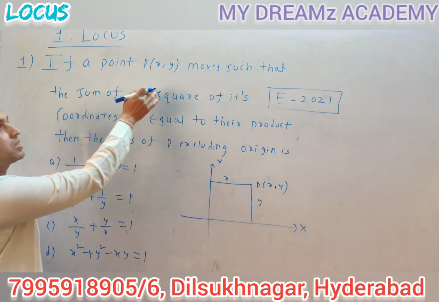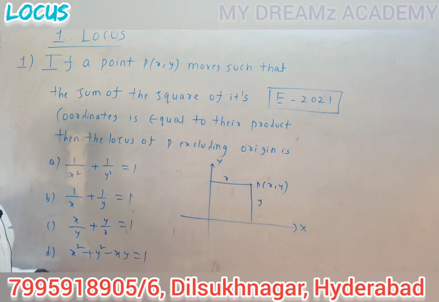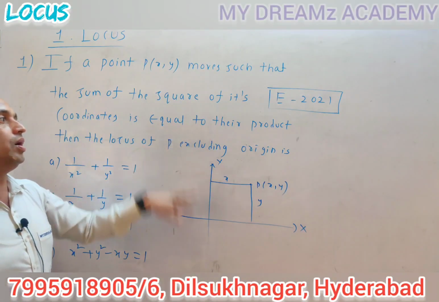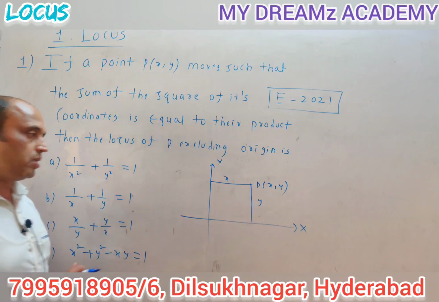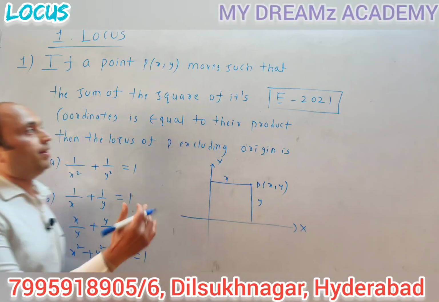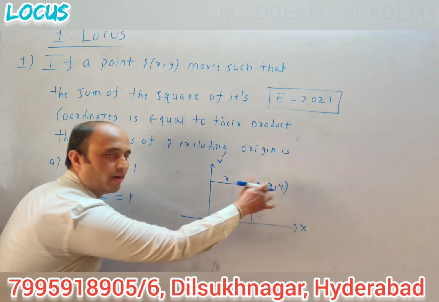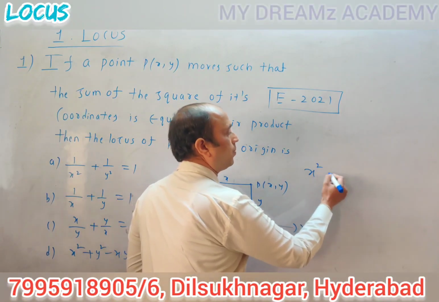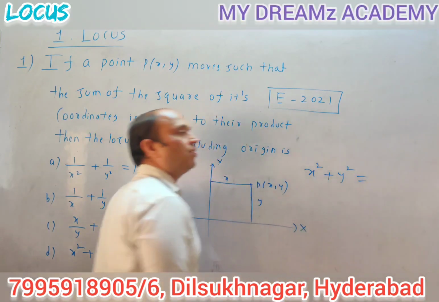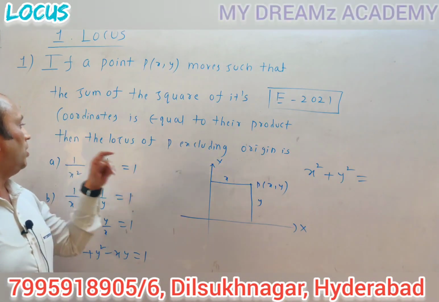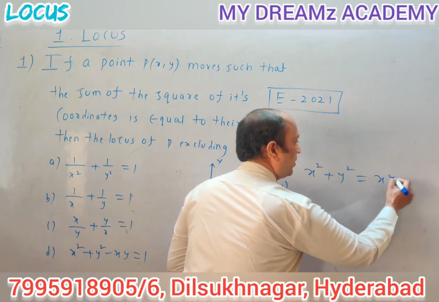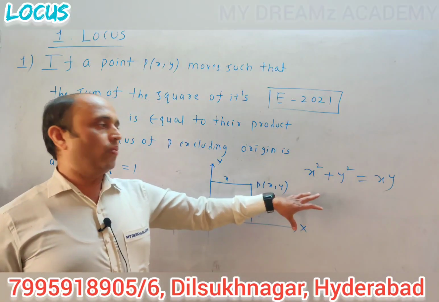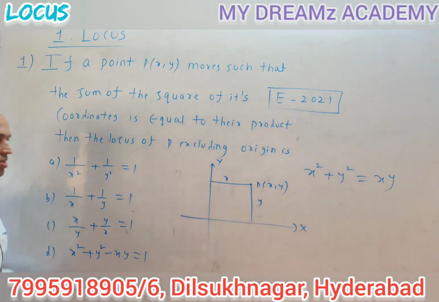So what is our condition? If a point P(x, y) moves such that the sum of the squares of its coordinates is equal to their product, that's it. x and y are the coordinates, so the sum of the squares of the coordinates is equal to the product of the coordinates. So x square plus y square is equal to xy. By using this, find the equation of the locus. These are the four options.